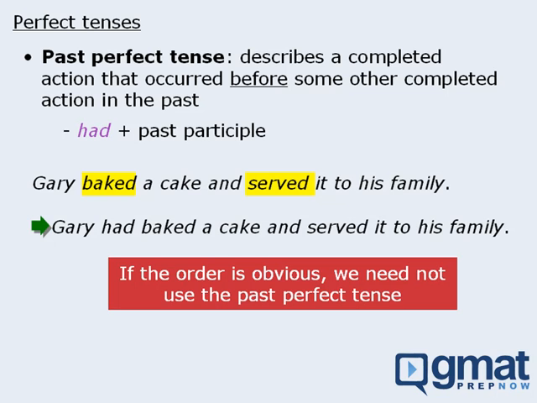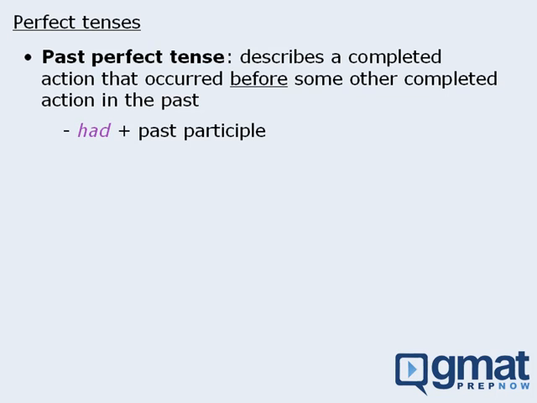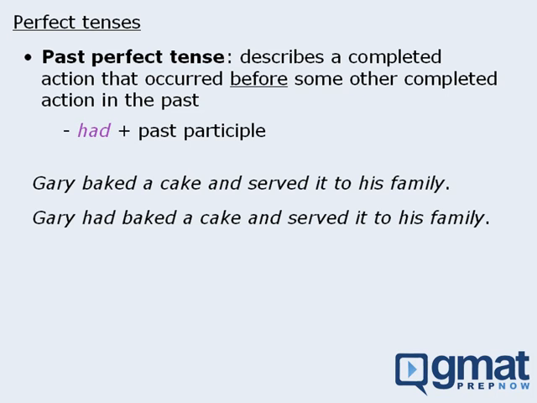Now, unfortunately, there is no perfect rule for determining whether or not the order of certain actions is 100% obvious, so it is highly unlikely that you would ever need to determine this. In fact, even when the order is obvious, you will not be asked to choose which tense is appropriate. For example, the GMAT would never ask you to identify which of these sentences is better. What you do need to know is that if an action is expressed in past perfect tense form, then that action must have been completed before some other action was completed in the past.